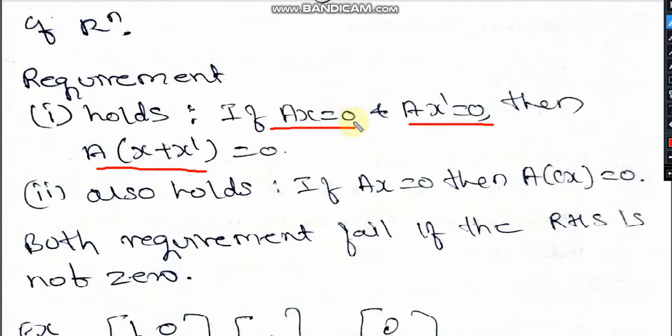Or you can say Ax equals 0, Ay equals 0, then A of (x plus y) should also be equal to 0. The second requirement is that if Ax equals 0, and I multiply the vector with any other value c and then multiply with the matrix A, then I should also get 0. If I don't get these two requirements, if this does not hold good, then I'll not get a solution b equals 0. b will not be equal to 0. That means Ax will not be equal to 0 and it is not a null space.